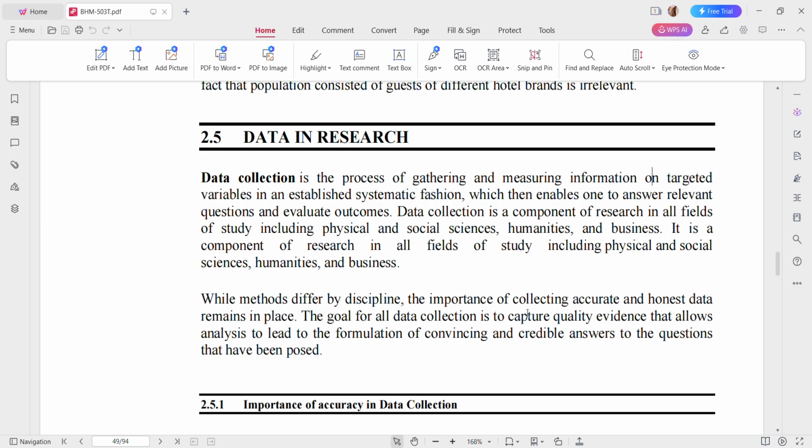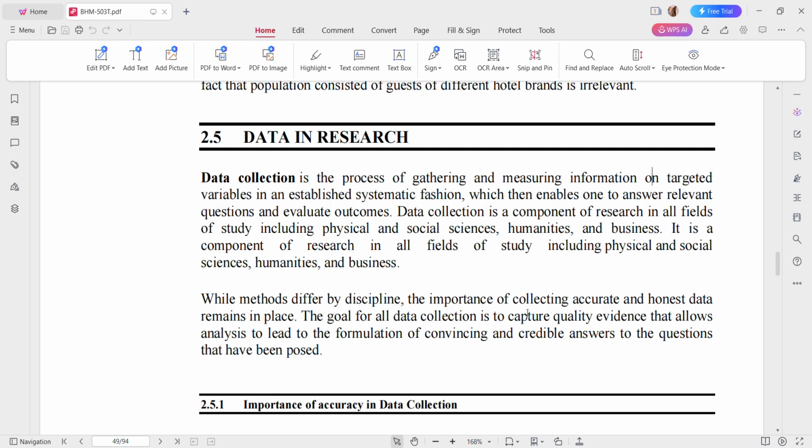Data in research. Today we'll be talking about the processes in data collection. Now, based on the definition, data collection is the process of gathering and measuring information on targeted variables in an established systematic function. I'd like you to focus on this term systematic and established, meaning to say when you conduct data collection, you have to follow a systematic way of doing it.